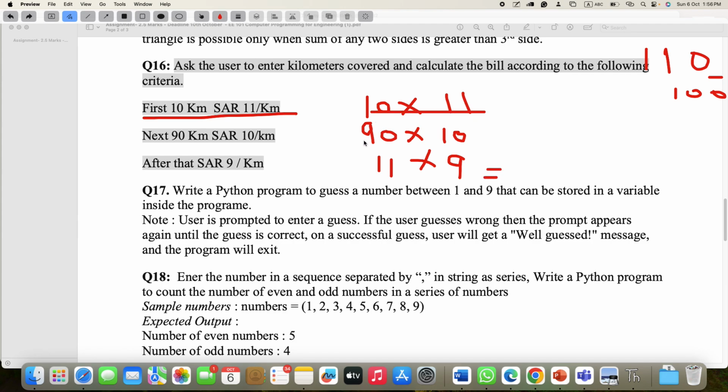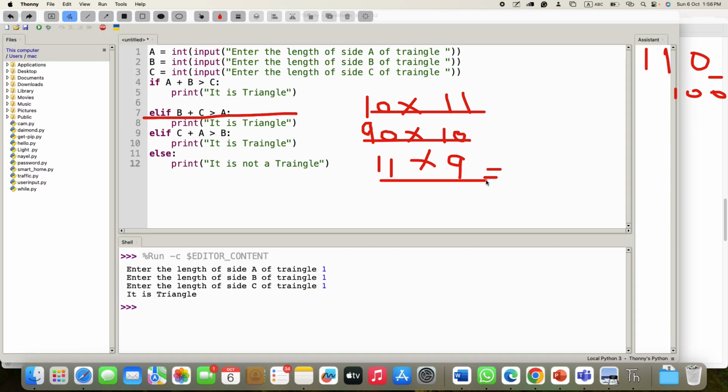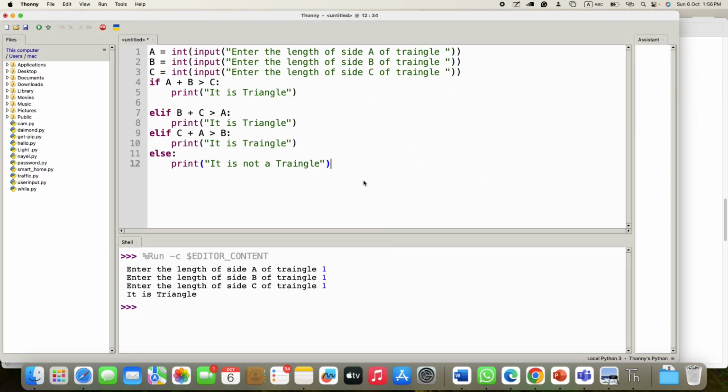This multiplied by this, and this multiplied by this, and this multiplied by this. You add them up together, you get the total bill. Now you need to remember how you did that, right? And the same thing you have to do in the programming then. How would you do that in the programming? Very simple. Here we go. Let's do it then. Shall we?